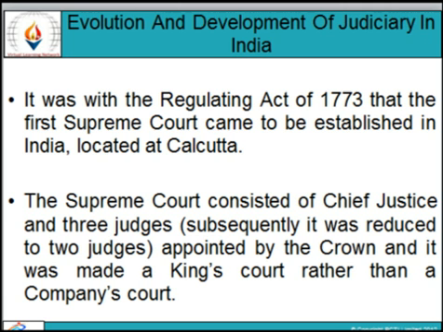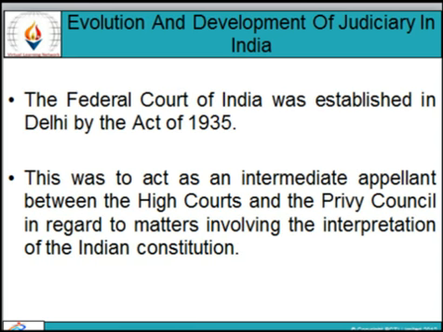It was with the Regulating Act of 1773 that the first Supreme Court came to be established in India, located at Calcutta. The Supreme Court consisted of Chief Justice and 3 judges appointed by the Crown, and it was made a King's Court rather than a Company's Court. The Federal Court of India was established in Delhi by the Act of 1935. This was to act as an intermediate appellate between the High Courts and the Privy Council in regard to matters involving the interpretation of the Indian Constitution.